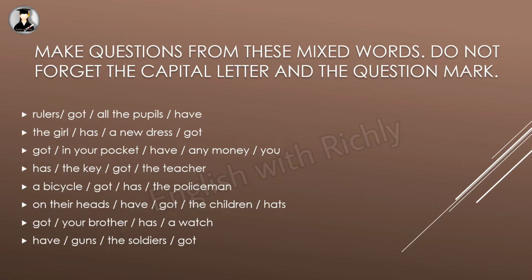The helping verb here is have. Have, subject all the pupils, got rulers. Have all the pupils got rulers? Question mark. The girl has a new dress got. The helping verb here is has. H capital letter. Has, subject the girl. Has the girl got a new dress?